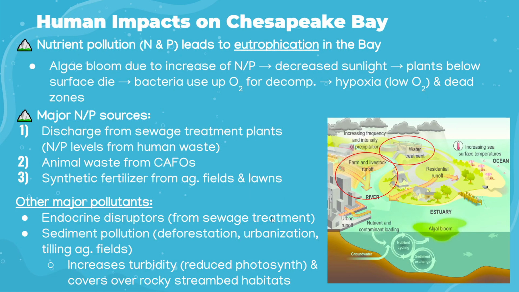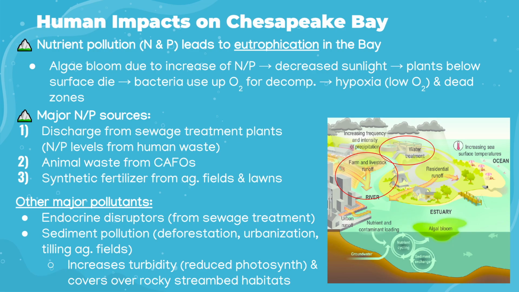Next, we'll take a look at some of the human impacts on the Chesapeake Bay ecosystem. The first one is nutrient pollution. Nutrient pollution refers to excess nitrogen and phosphorus entering a body of water, leading to something called eutrophication. Eutrophication is when we have an algae bloom due to all of these excess nutrients entering the body of water. Remember that nitrogen and phosphorus are often limiting nutrients, so when we add an excess of them, it leads to the explosion of algae growth.